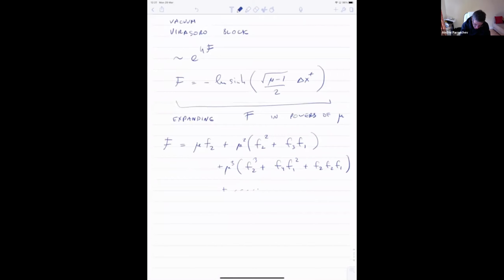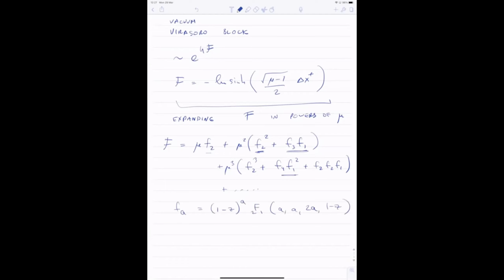So the order mu term is just f2. The order mu squared term is a product of all possible combinations of two f's such that the indices sum to 4. Order mu cubed is a product of all possible cubic terms such that the indices sum to 6, and so on, where the definition of fa is just (1 minus z) to the power a times the hypergeometric 2F1 of a, a; 2a; 1 minus z.